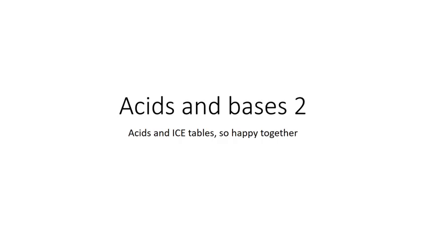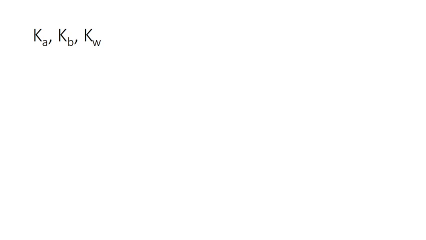All right, so here we are ready to go for more acids and bases. The first place we'll start is talking about Ka, Kb, Kw, and the relationship between these three, because it's kind of important to be able to talk about how they are related to each other.